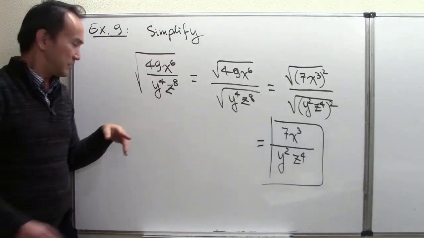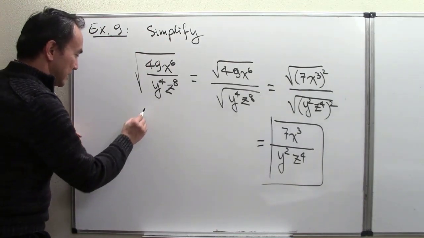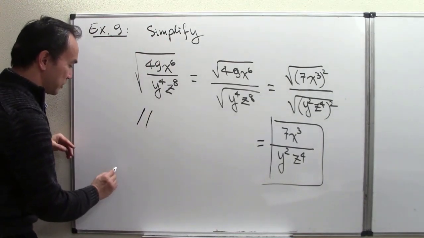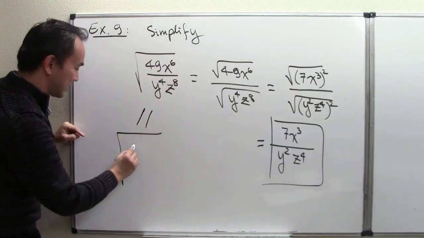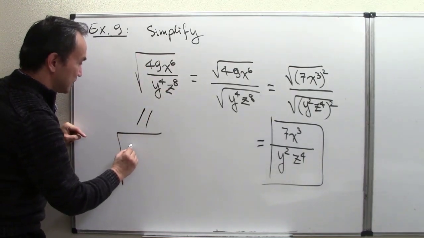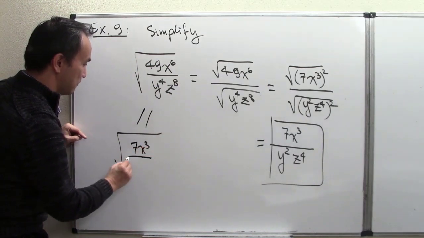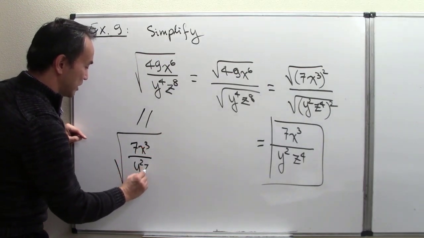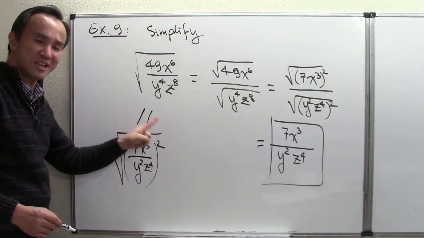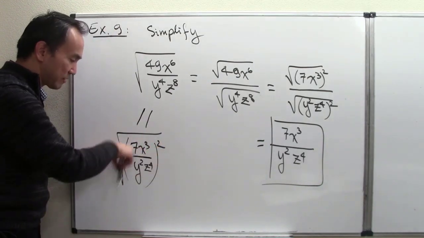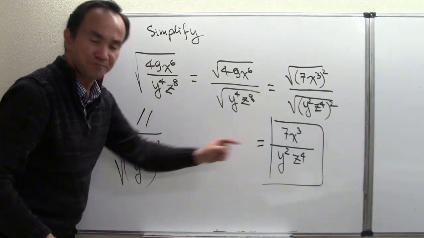And so the approach I used earlier in the lecture was I see the entire quotient here as a perfect square of 7x cubed over y squared z to the 4th, and it's a perfect square of all that. And then we take the square root of a perfect square, which gives us that answer.